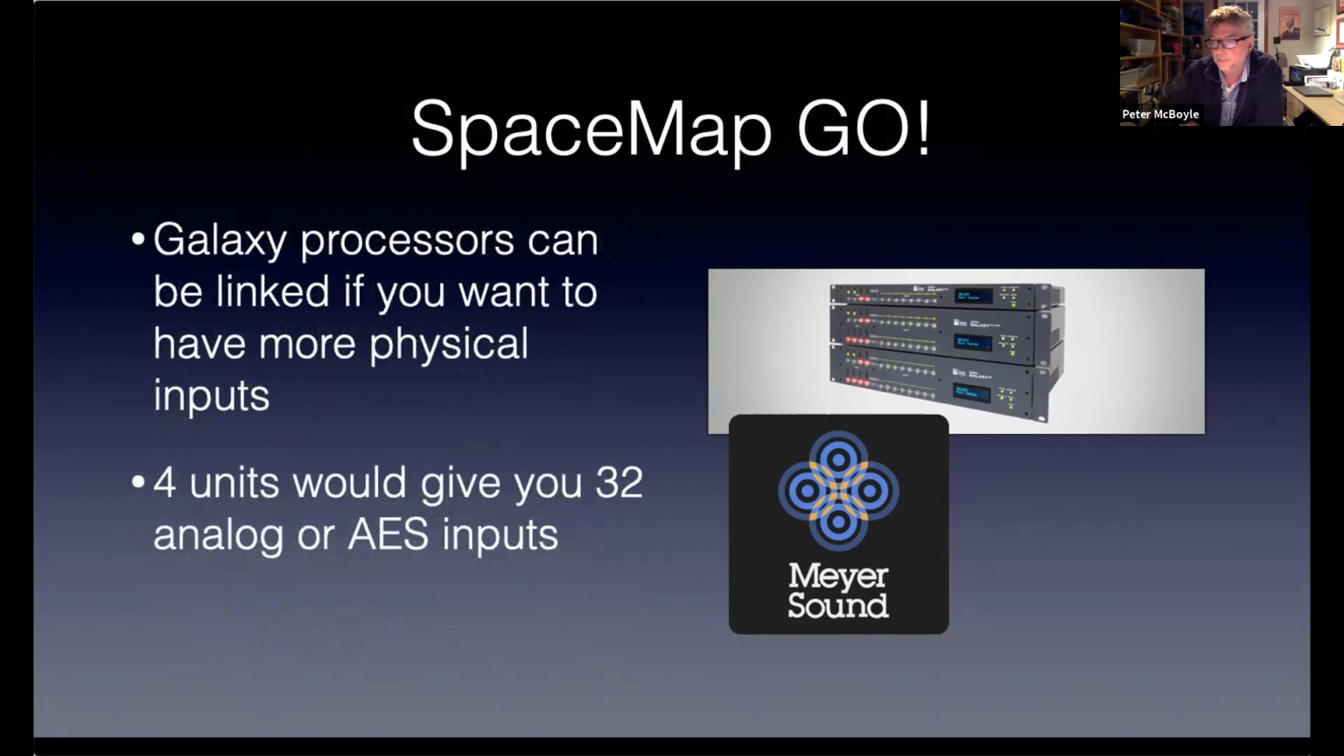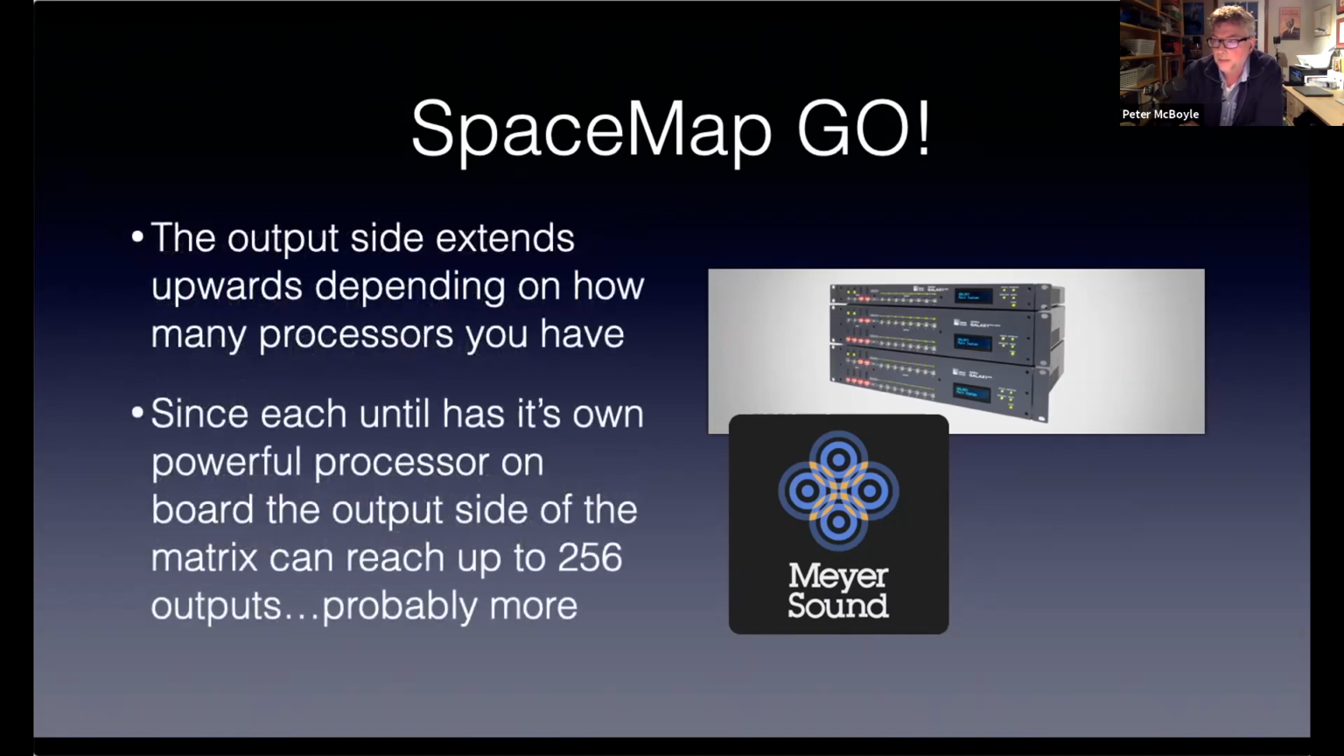But you can also link multiple Galaxy processors together, and you still only end up with 32 on the input side. So with 4 units, 4 816s, for example, would give you 32 analog or AES inputs. You wouldn't have to use the AVB on the input side, and you'd have quick math, 64, is that right? 64 times 16 outputs. So pretty big matrix, all accessible through the space map. And I think upwards of 256 outputs. You can continue to cascade on these Galaxies and continue to have more and more output processing, because each device has its own processor.